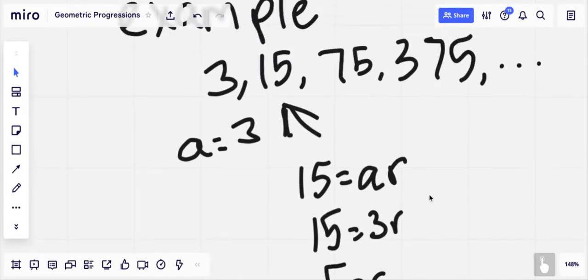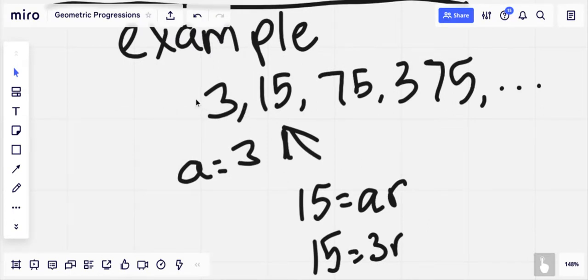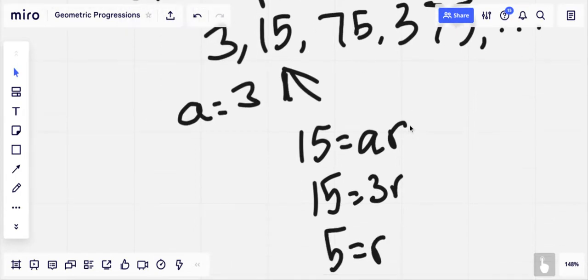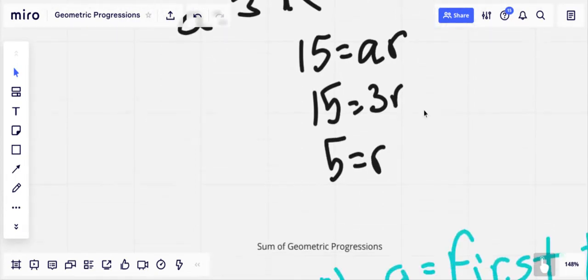The common ratio just means what you multiply a number in the sequence by to get to the next number. For example, you would multiply 3 by the common ratio of 5 to get to 15, and 15 by 5 to get to 75, and so on.